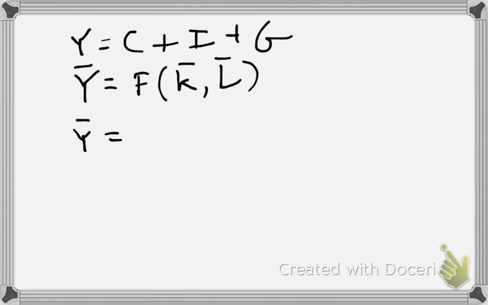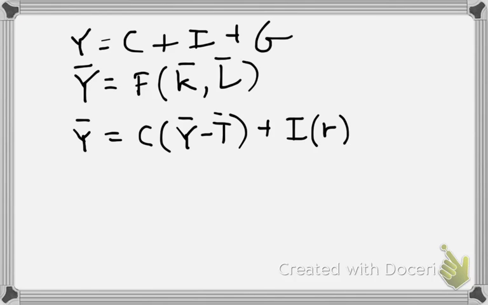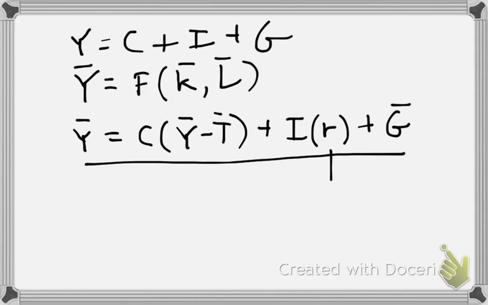We get y bar equals c, which is a function itself of disposable income, and we assume that taxes are fixed. Then we have investment, which is a negative function of the interest rate, and we have government spending, which is itself fixed. So this is our one equation with one unknown, which is the interest rate.